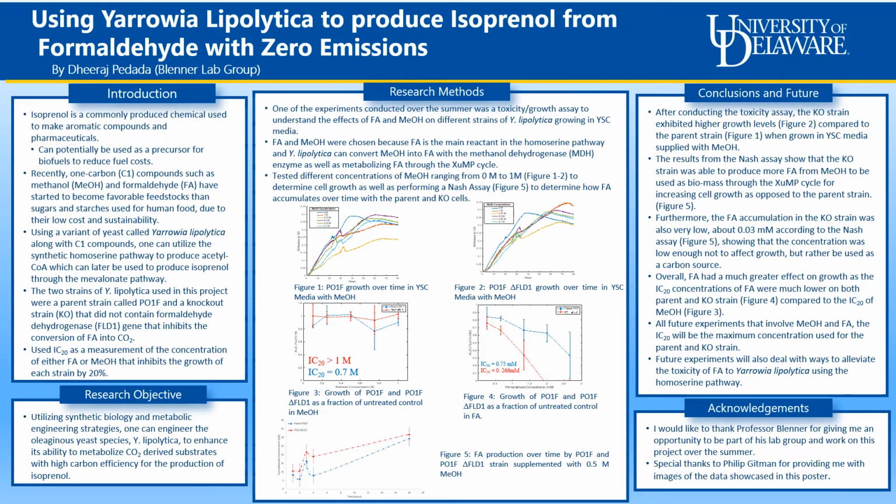So the two main things we used in this project were one-carbon compounds such as methanol and formaldehyde, due to their low cost and sustainability, and a variant of yeast called Yarrowia lipolytica, where we used two strains of it: the parent strain, called PO1F, and a knockout strain that did not contain the FLD1 gene, inhibiting it from converting formaldehyde into CO2.